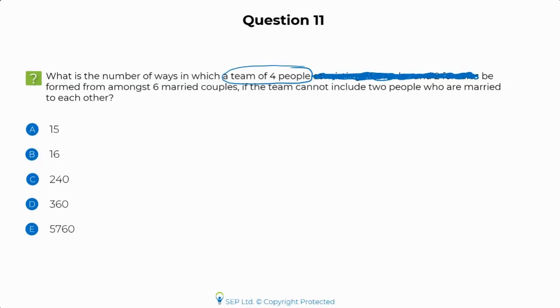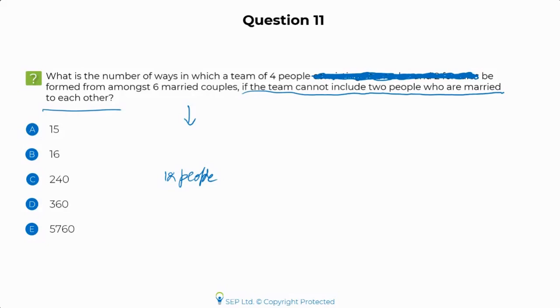How many ways can a team of 4 people be formed from amongst 6 married couples? Okay, 6 married couples basically means we have 12 people in all. So we have 12 people to choose from. I have to choose 4 people out of them. If there was nothing else mentioned, my job could have been very simple. I could have done 12C4 and I might have gotten to my answer. But sadly, that's not the case. There is a constraint. What does the constraint say? The constraint says the team cannot include 2 people who are married to each other. So I cannot have 2 people who are married to each other.